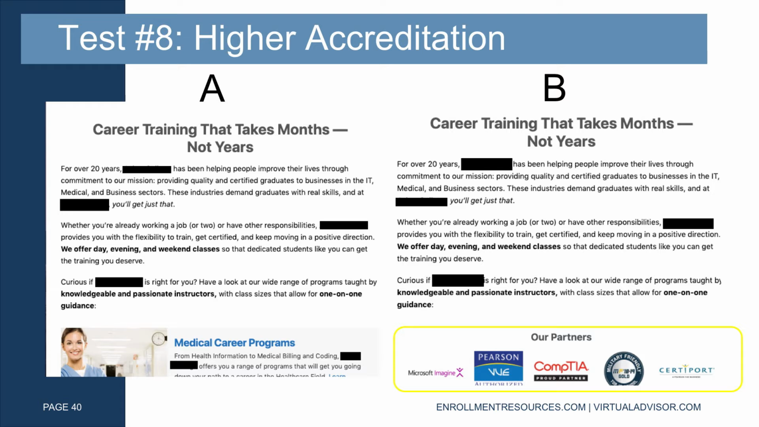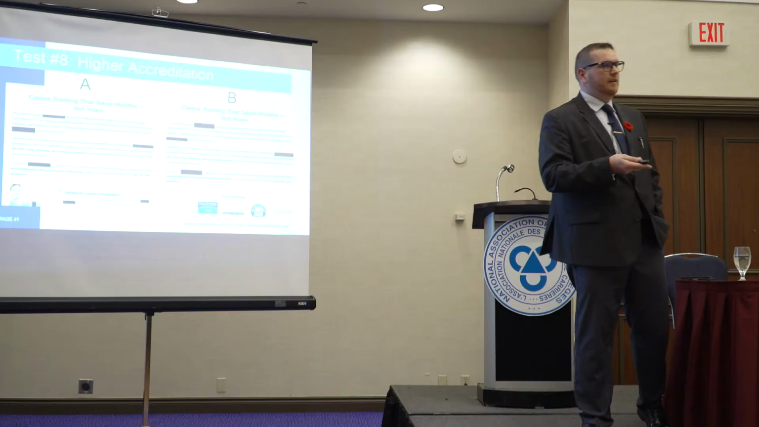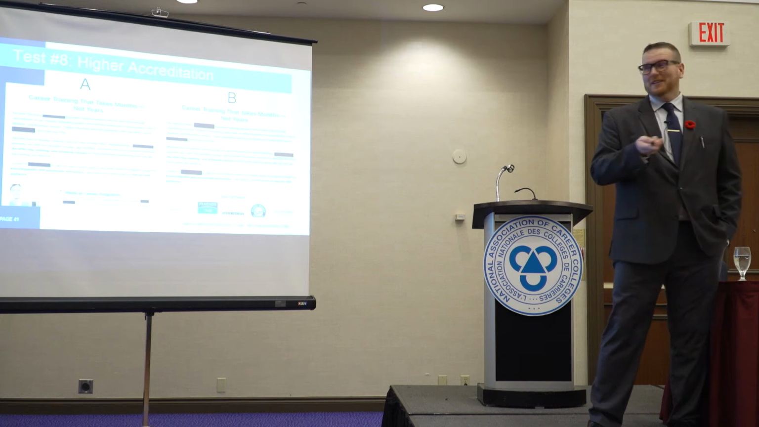So here's another interesting test we did. Again, these are two pages that are identical, except we took the accreditations and brought them up. So instead of going straight into the programs, it's a home page with programs listed below, the accreditations were brought up from the bottom and put there before the programs. So who thinks A1, without the accreditations up higher? Who thinks B1?